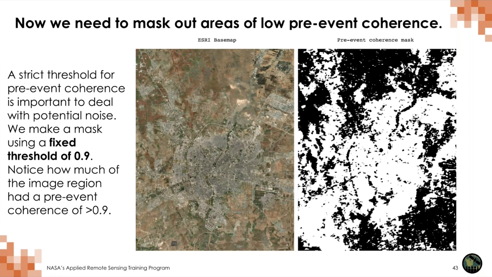So in the panels to the right, there's an Esri base map from QGIS. And further on the right is a pre-event coherence mask. White areas are image regions with a pre-event coherence greater than 0.9. So we call this a pretty high coherence value. This is relatively conservative, but note how much of the region actually has a high coherence value in the pre-event image. This means that between April 5th and April 17th, there weren't too many structural or dielectric changes at the surface. So we can rely, hopefully, on these white areas for change detection relative to the event period of the conflict that we're looking at later in April.